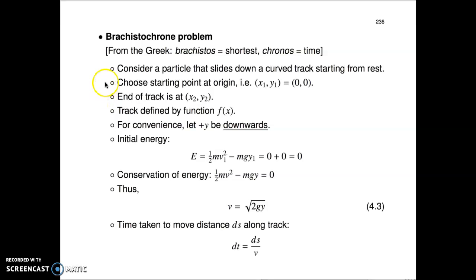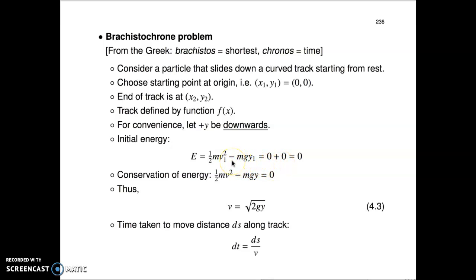Okay, so again, a particle slides down that curved track, starting from rest. First point is the origin. The end of the track is another point that you specify. f of x is the function. y points downwards. Let's use conservation of energy here. So let's say the particle, the object, starts from rest. Okay? So its initial kinetic energy is 0 because it starts from rest. The gravitational potential energy is also 0 because y at point 1 is equal to 0. So mgy is equal to 0.